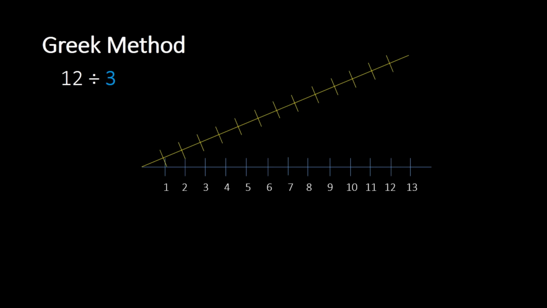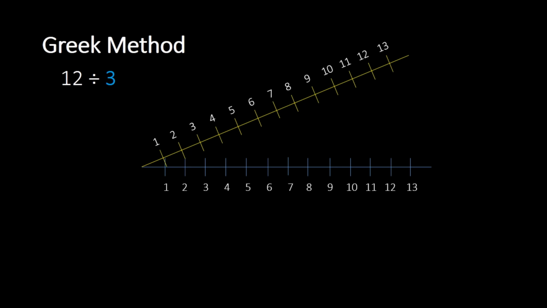I probably saved the best for last. This is called the Greek method. It's actually a method by Hippocrates, not the physician, but Hippocrates of Chios, who lived about the same time. We'll look at a simple example, 12 divided by 3. In this method, we'll need to construct lines and we'll divide them into intervals, okay? So we'll actually use 2 lines. It doesn't even matter what the angle is, as long as it's an acute angle, okay?